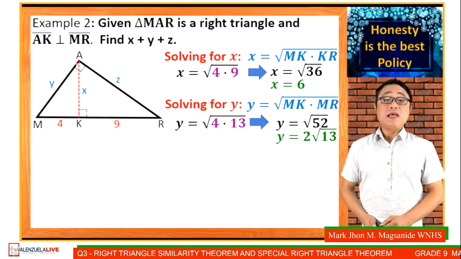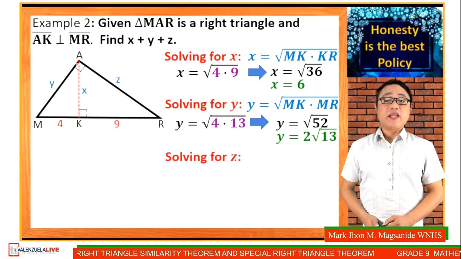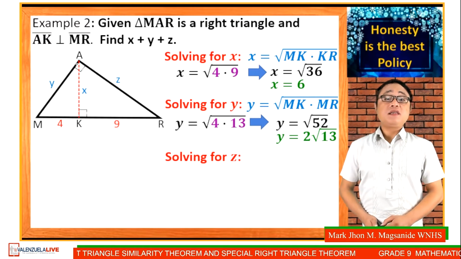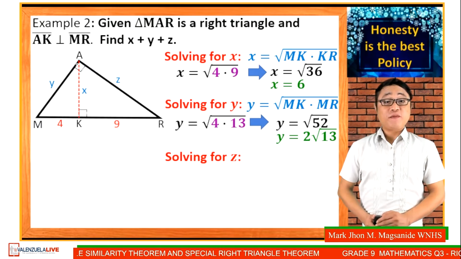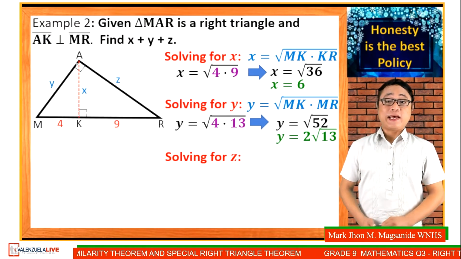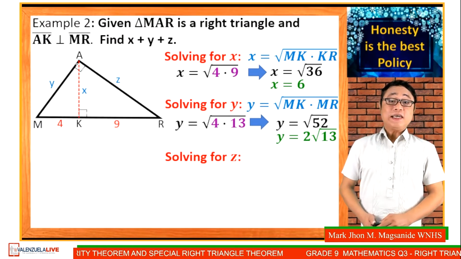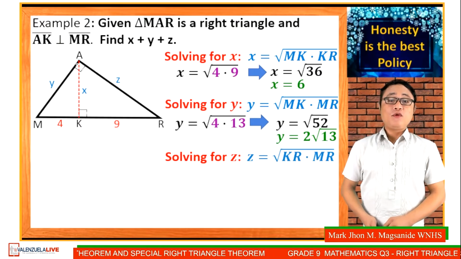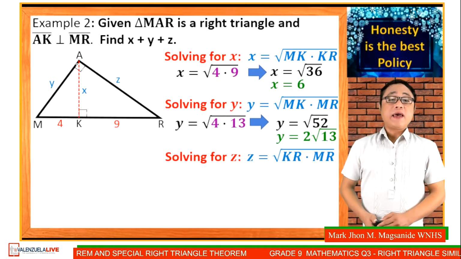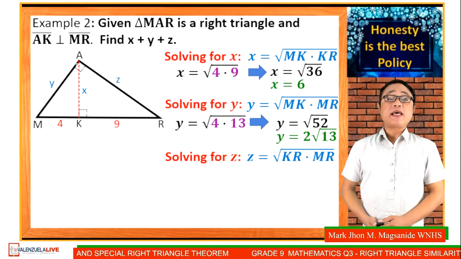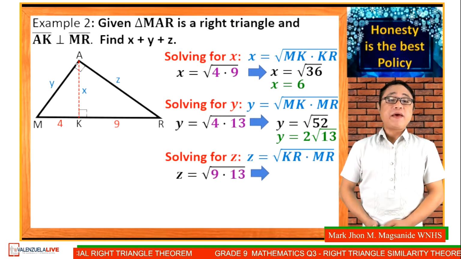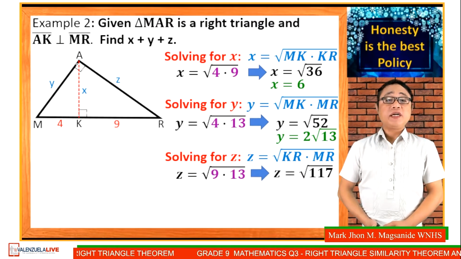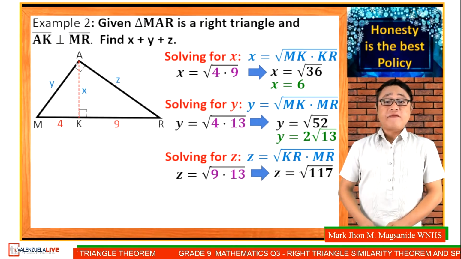And lastly, solving for the variable Z. Since Z is one of the legs of the right triangle, we will use the geometric mean that involves the leg, and that is Z is equal to the square root of KR times MR. Substitute the values of KR and MR, and 9 times 13 is equal to 117.